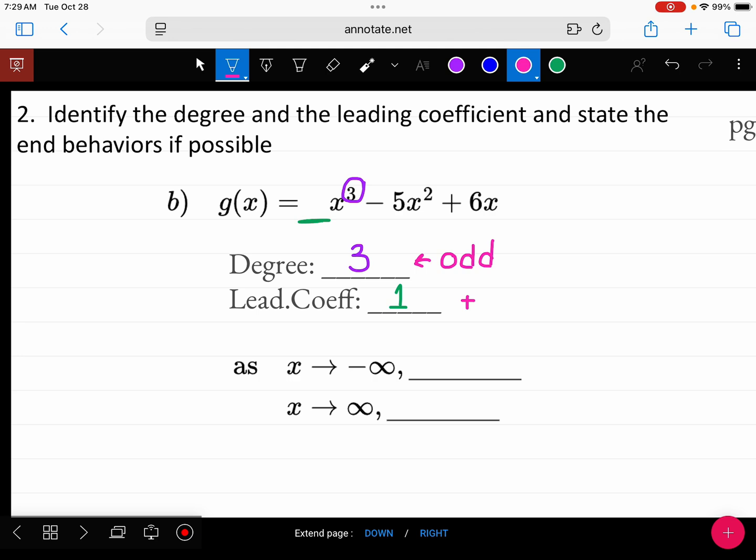So that lets us know what we're going to do for our end behavior here. If I know it's odd and positive, I know my right arrow is going to point which way? Up. My right arrow is always going to match this leading coefficient.